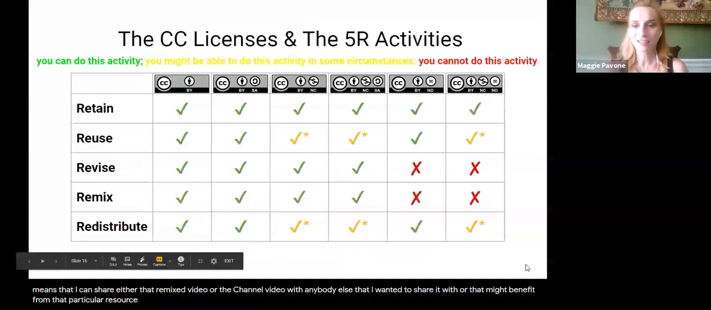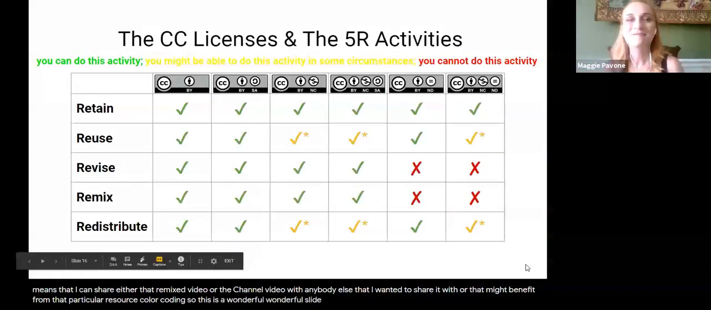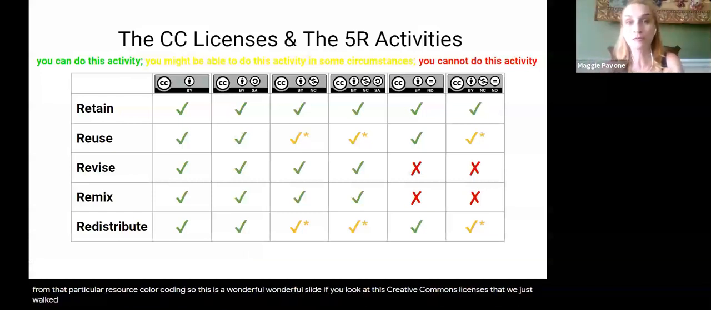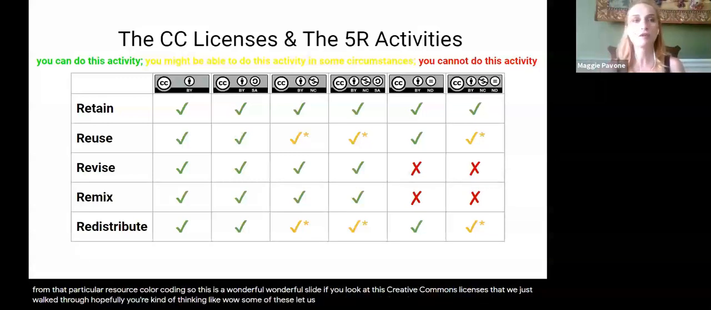All right, I love color coding, so this is a wonderful, wonderful slide. If you look at the Creative Commons licenses that we just walked through, hopefully you're thinking, wow, some of these let us do all 5 of those things, but some of them don't. So just because something is under a Creative Commons license doesn't necessarily make it an OER.